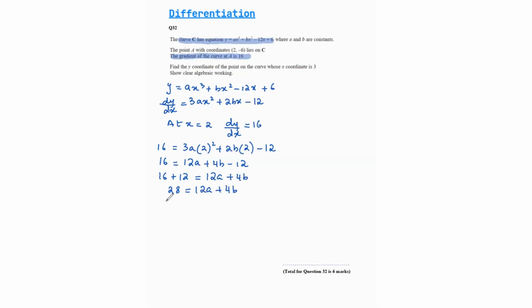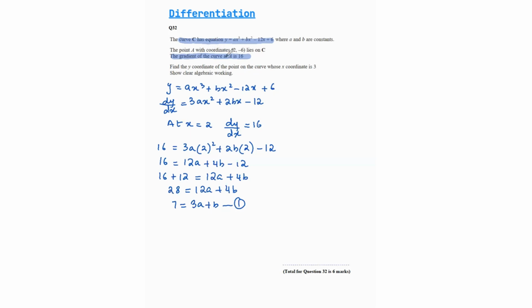All three terms can be divided by 4, so that's going to be 7 equals 3a plus b. This is just my attempt on simplifying the equation. Now, this is the first equation. And as you can see, we have two variables in this, which means we need to create another equation and solve that equation simultaneously with this one to find the value of a and b.